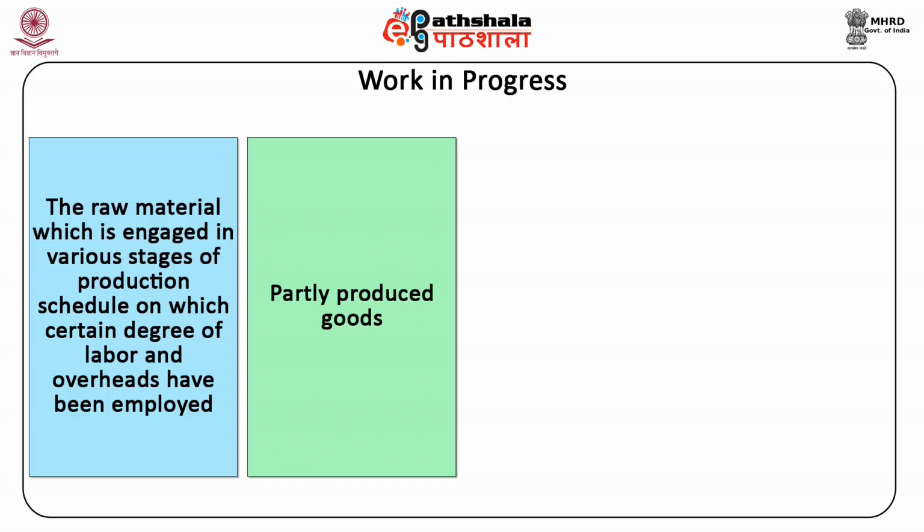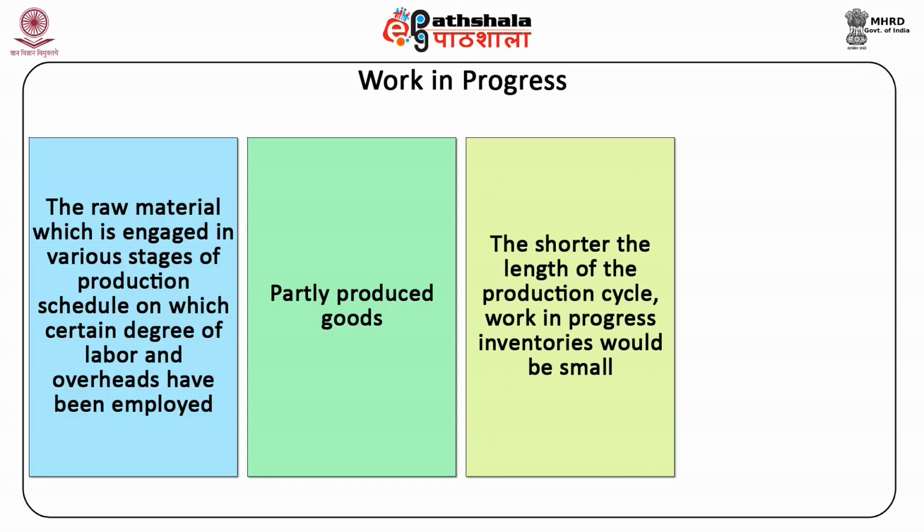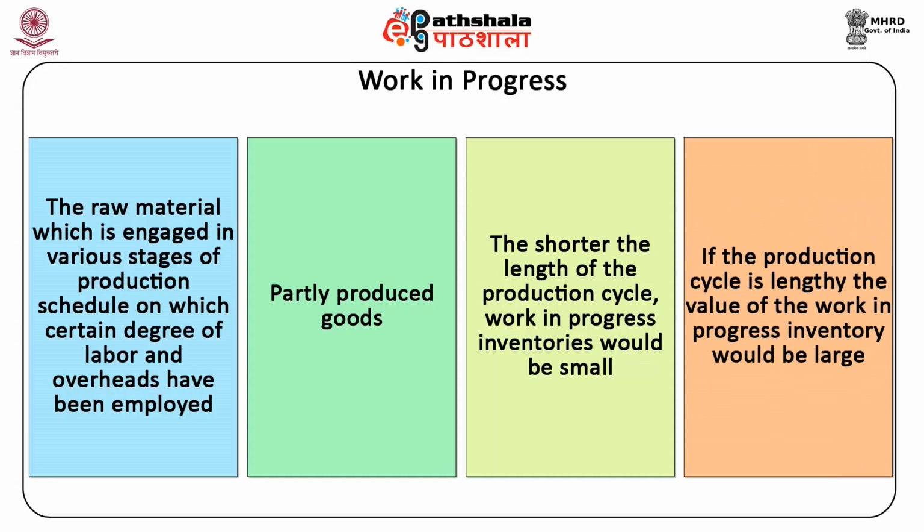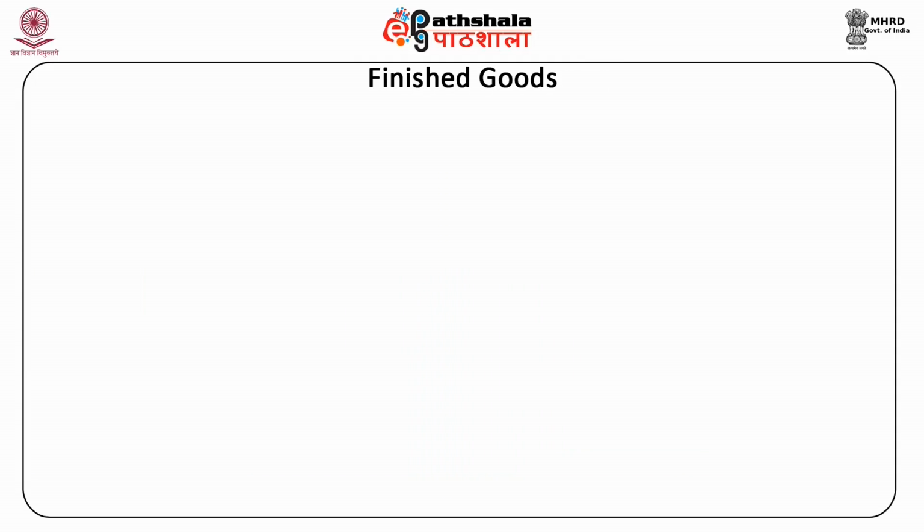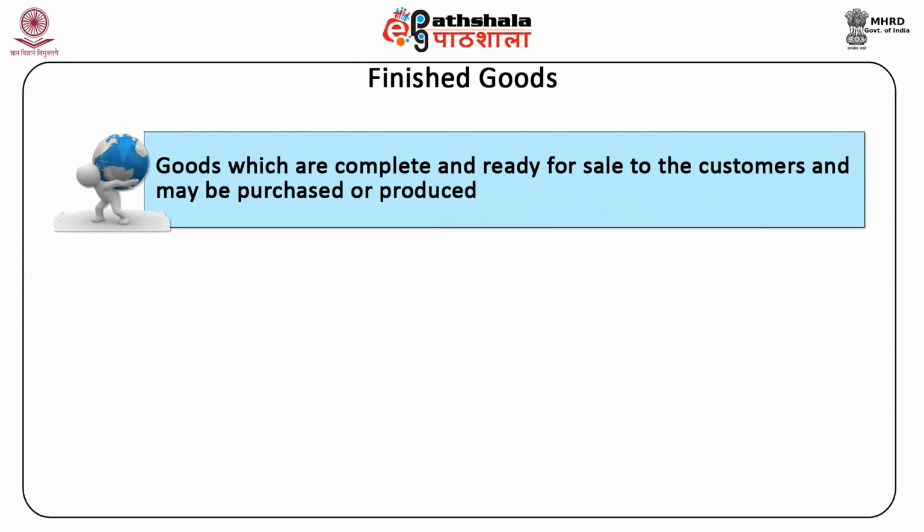The quantity and value of work in progress depends upon the length of production cycle. The shorter the length, the work in progress inventories would be small. And if the production cycle is lengthy, the value of the work in progress inventory would be large. Finished goods. These are goods which are complete and ready for sale to the customers. They may be purchased or produced.